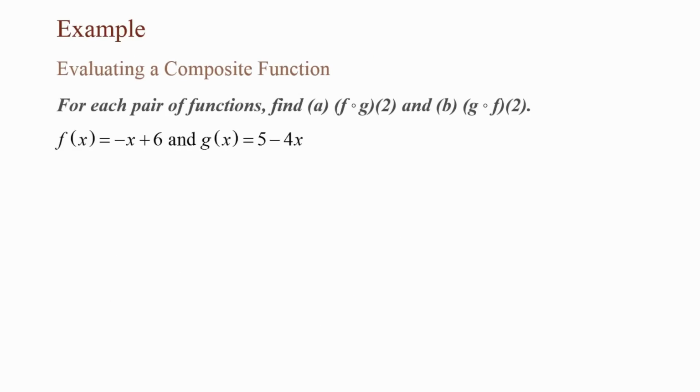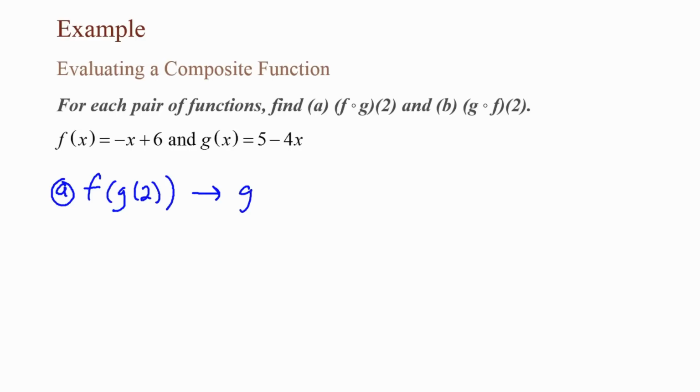Evaluate composite functions. For each pair of functions, find a, f of g of 2, and find b, g of f of 2. f of x equals negative x plus 6, and g of x equals 5 minus 4x. When starting with part A, what we're looking at is f of g of 2.